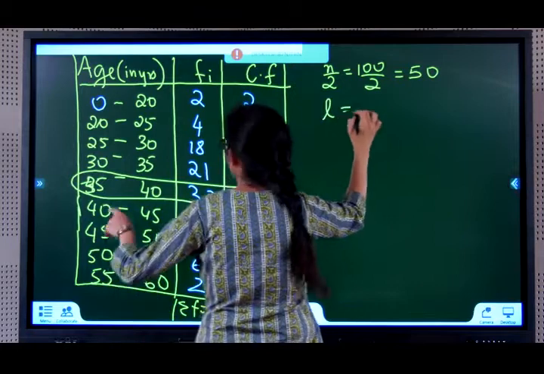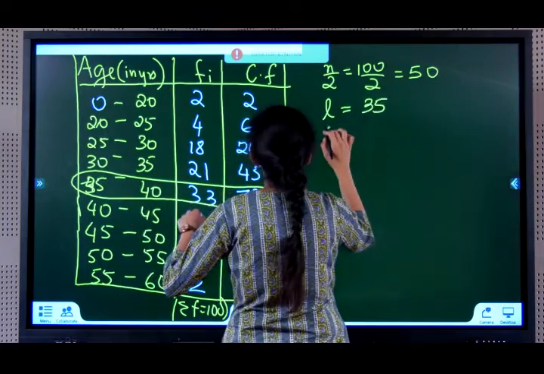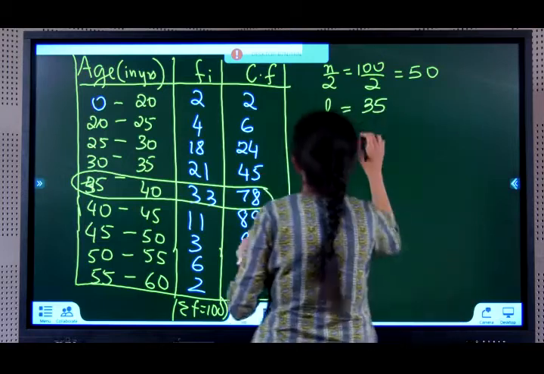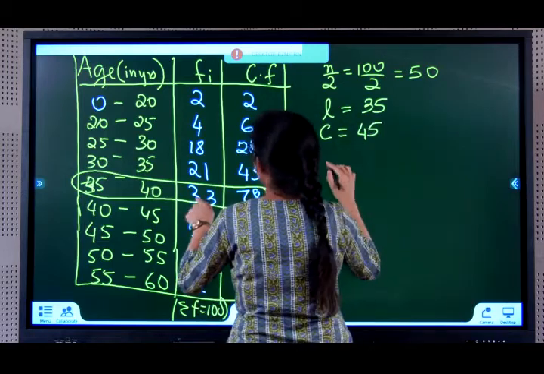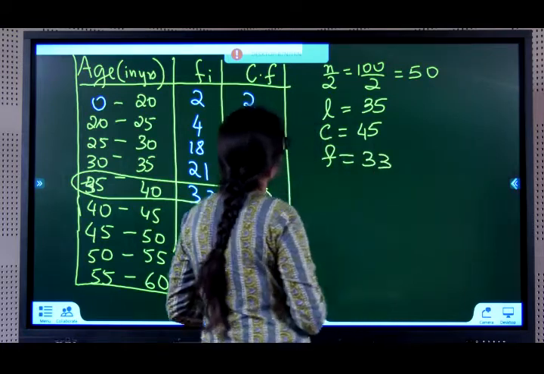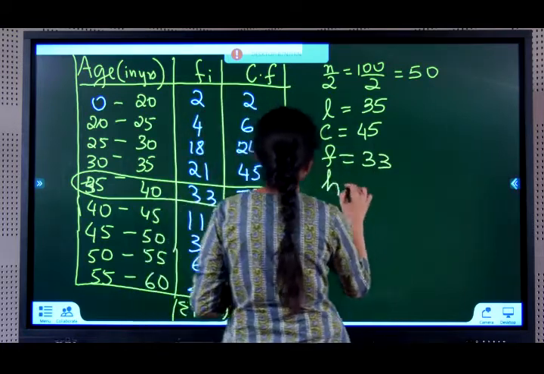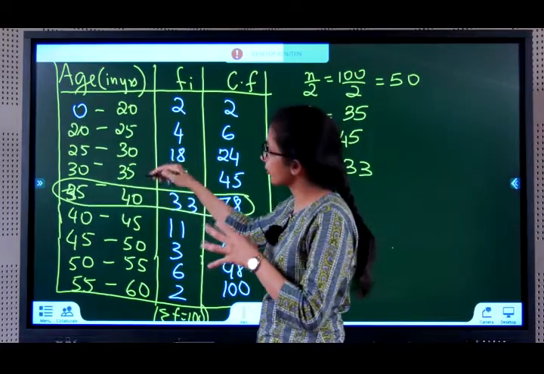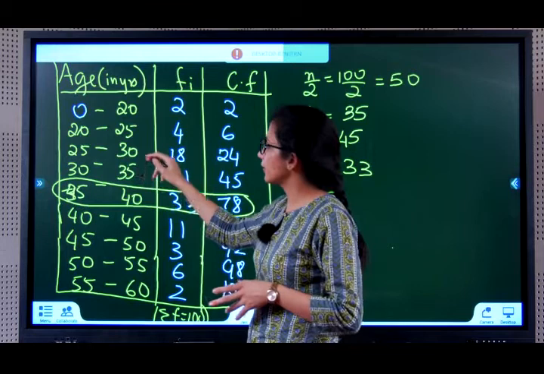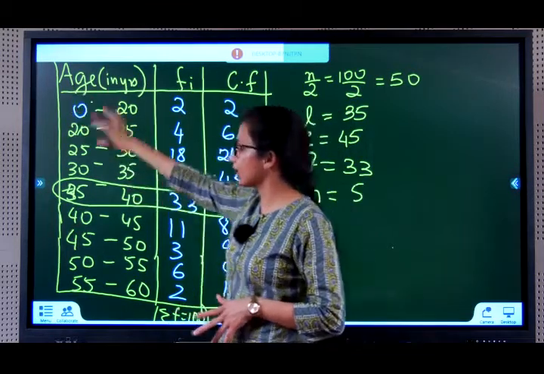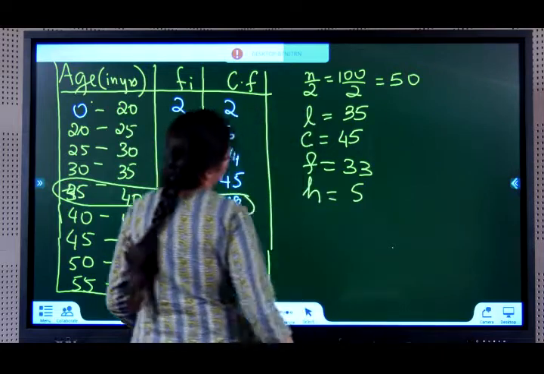Now lower limit 35. C, cumulative frequency of previous class 45. F, frequency of that class 33. So do I have all the values? Yes. And what about H? So the value of H, take any two consecutive upper limits or lower limits. 40 minus 35. Other than the first one, you take anything, you will get the same H.